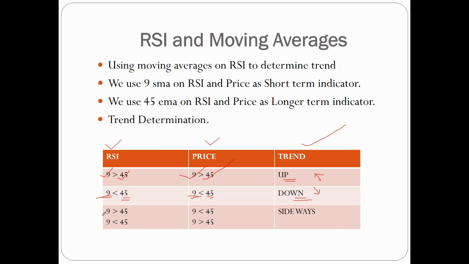And when the 9 moving average is greater than the 45 moving average on the RSI, but the 9 moving average is not greater than the 45 moving average on the price, the trend is said to be sideways. Similarly, when the 9 moving average on the RSI is less than 45, but the 9 moving average on the price is greater than 45, the trend is considered to be sideways. Is it clear?